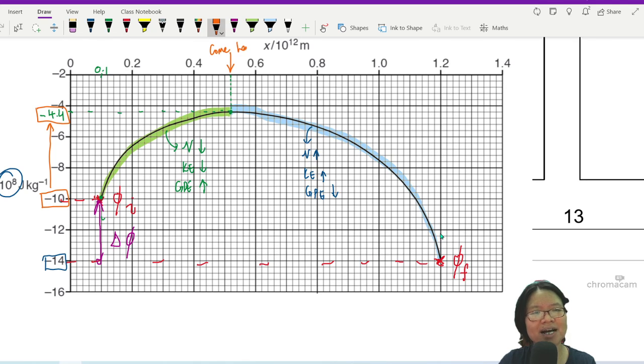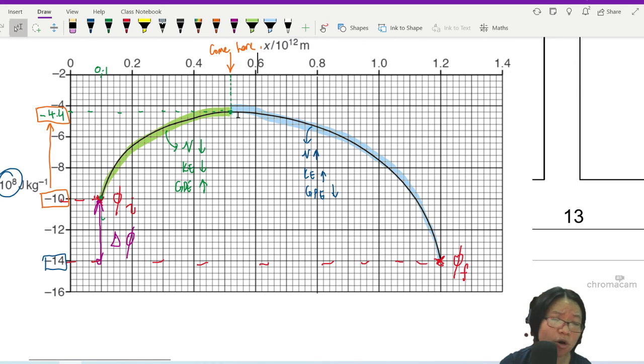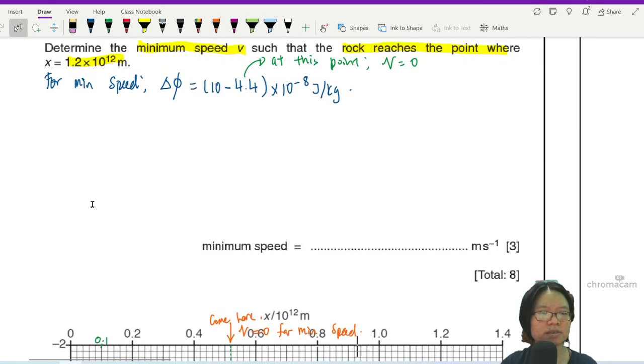Come here. It's a bit like if you watch the lecture video before class and watch some examples, then your brain should be able to digest and bring you straight to a good result. But you gotta come here. So come here, and then here V is 0 for minimum speed. Okay, the final speed is 0.